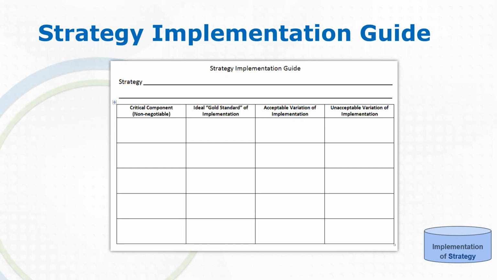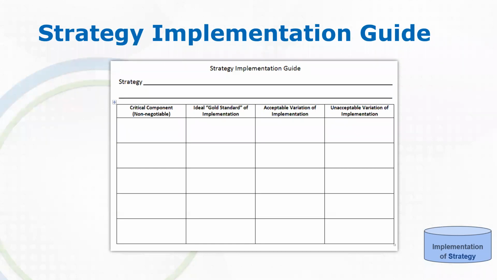In the last column, we identify unacceptable variations, or those practices that should not be implemented. It's important to explicitly identify such practices so there is no question about whether they are allowable. And if a strategy cannot be implemented at least at the acceptable variation level, it's likely a sign that it may be necessary to choose a different strategy. And if the strategy is a complex strategy with several components, it's advisable that we develop a strategy implementation guide for each of those components.